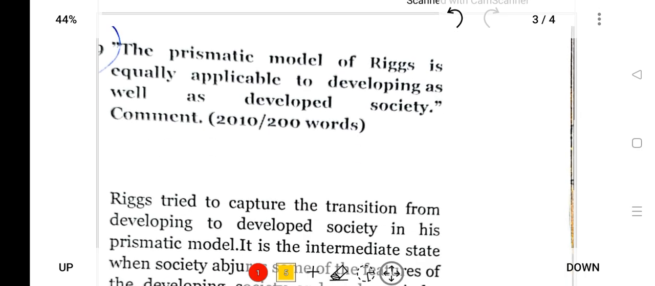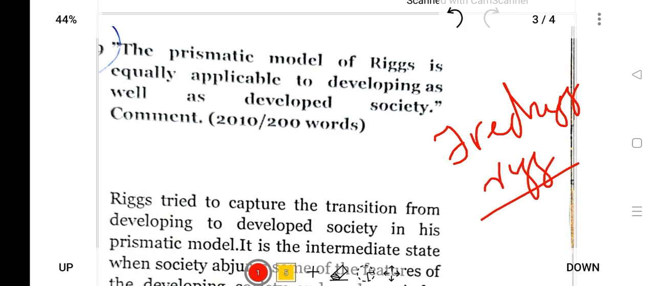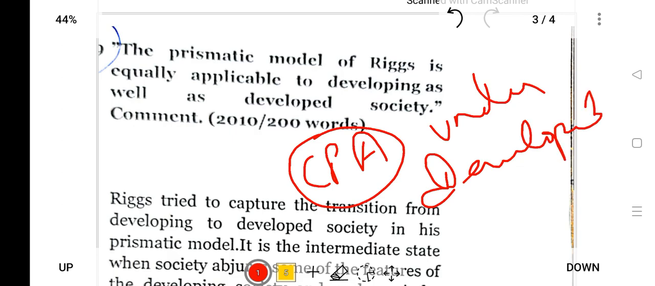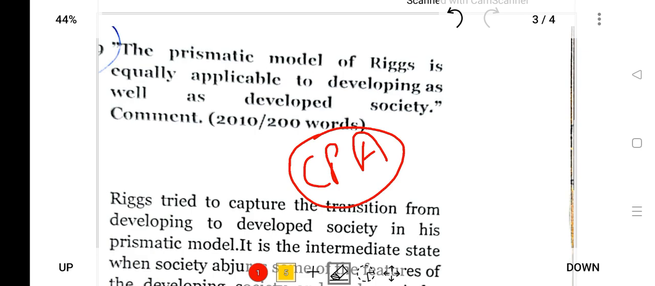The next question: the prismatic model of Riggs is equally applicable to developing as well as developed societies. Comment. So Riggs, Fred Riggs, was one of the main proponents of comparative public administration. In comparative public administration, they compare the political administrative systems of an underdeveloped country and a developed country, evaluate them, accept some and reject some. So comparative public administration started with Riggs, and in the same line he made the prismatic model.